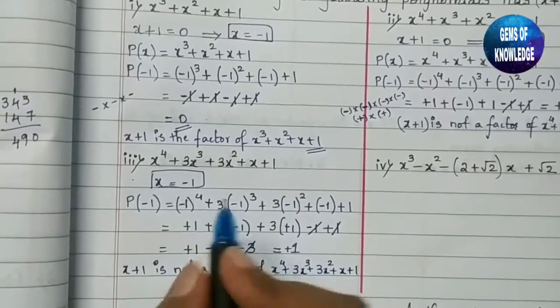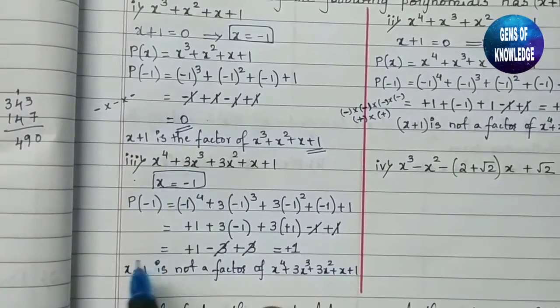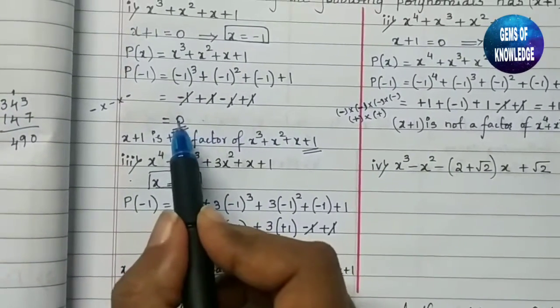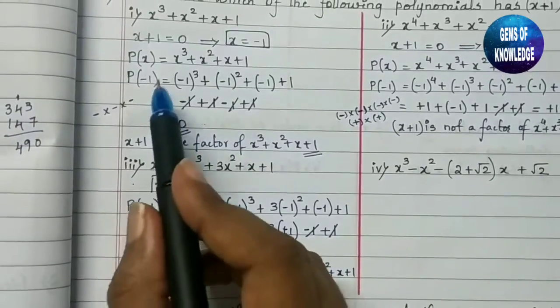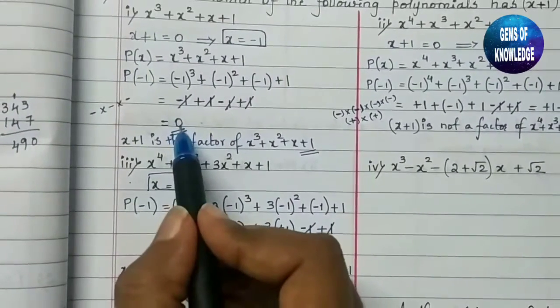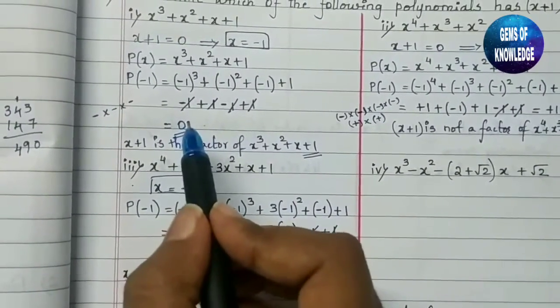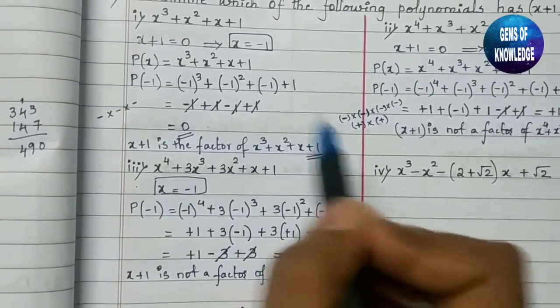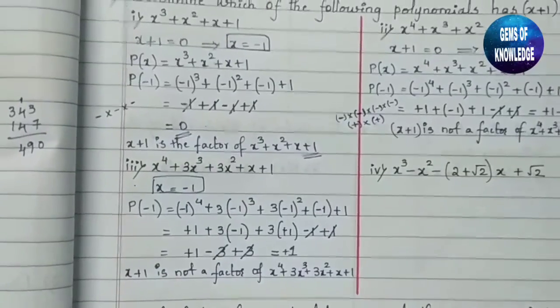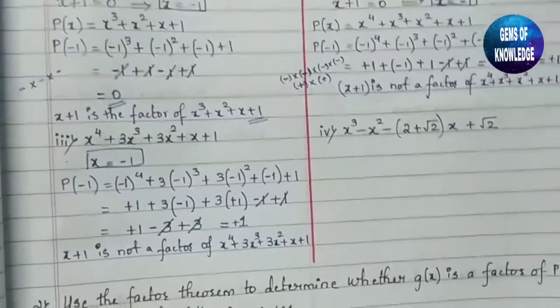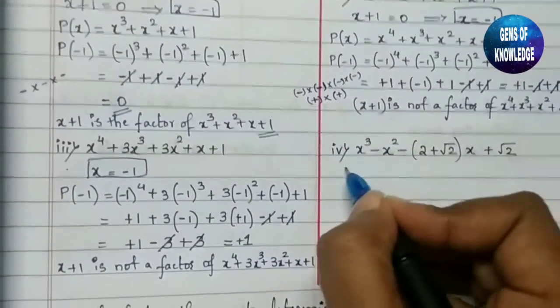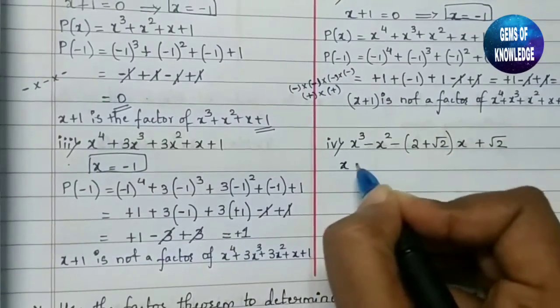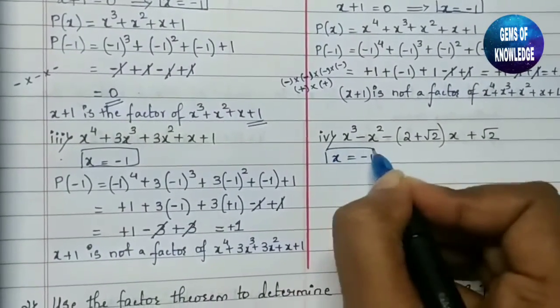So this x plus 1 is a factor only if we are getting p of x equal to 0. If we are getting 0, then only we can write that x plus 1 is a factor of whatever the term is given. Okay. So we'll consider the last question here, the first one. That is the same thing, we need to substitute x to be minus 1 here also.